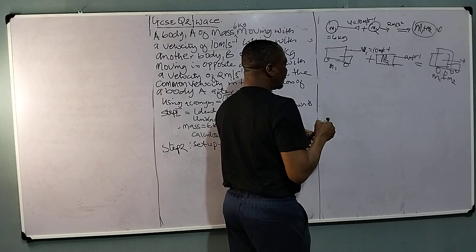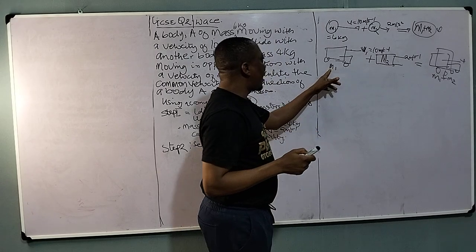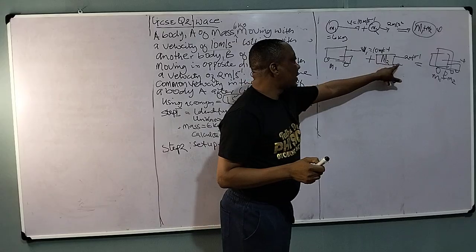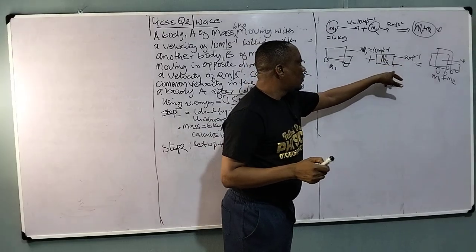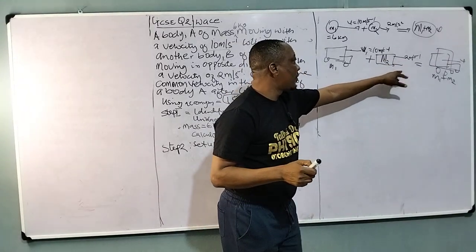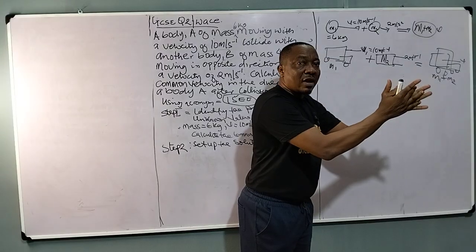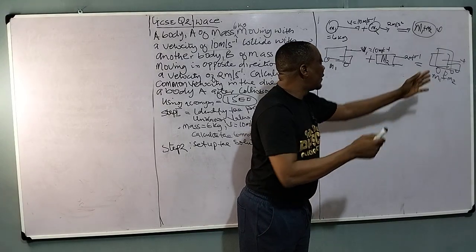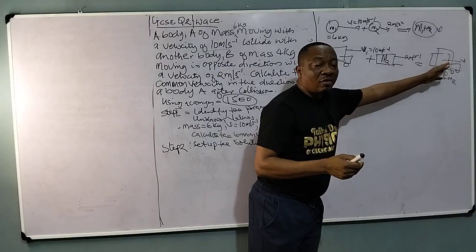So at this point the car moved with 10 meters per second and hit another car of a mass m2 with 2 meters per second in the opposite direction. So when they hit together, what happened? The impact they have created, the cars will then stick together. When they stick together after the collision, they will have a common velocity.